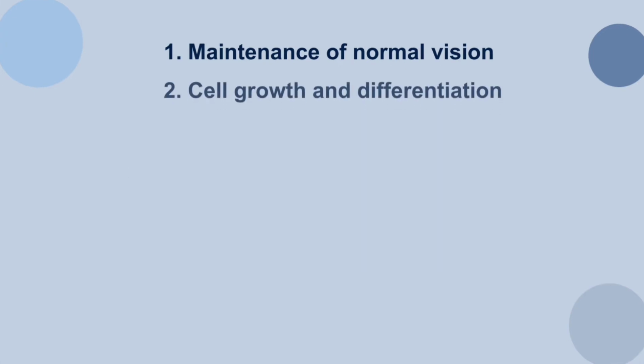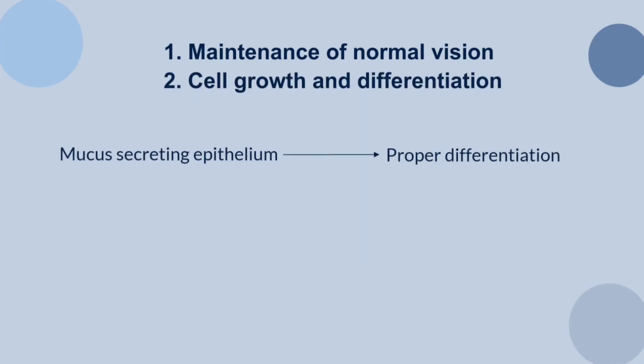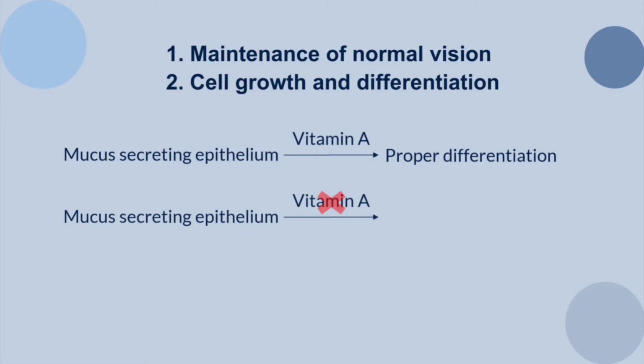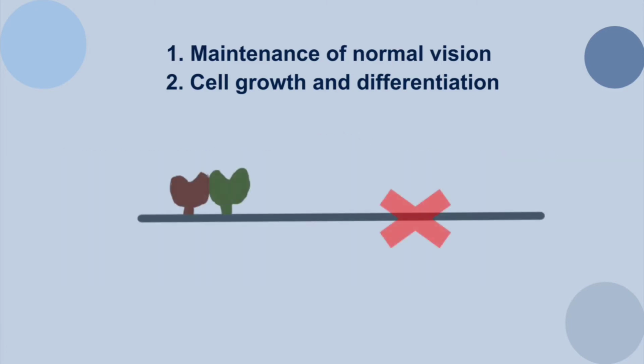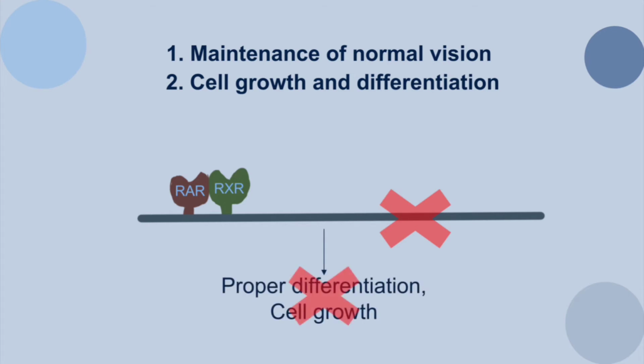The next function is cell growth and differentiation. Mucus secreting epithelium requires vitamin A for proper differentiation. When there is deficiency in vitamin A, the mucus secreting epithelial cells will die and develop into keratinizing epithelium. The mechanism behind this is, in genes there are two receptors forming a heterodimer. There is the RAR receptor, which is the retinoic acid receptor, and the RXR receptor, which is the retinoid X receptor. This heterodimer generally inhibits the gene. Actually, this gene produces proteins which are responsible for proper differentiation and cell growth. When retinoic acid binds with this receptor, it will activate the gene and produce proteins which cause proper differentiation and cell growth.